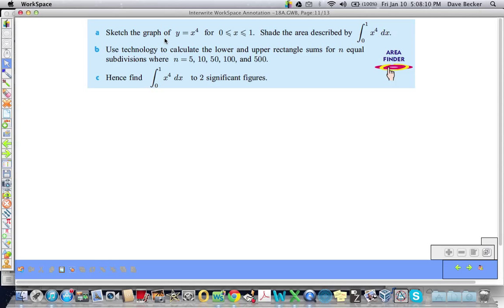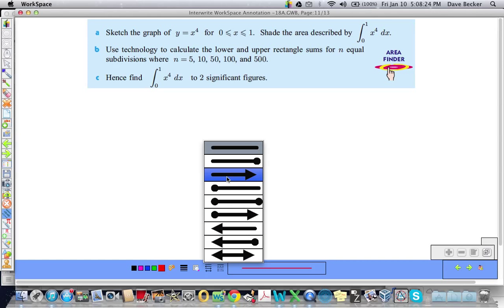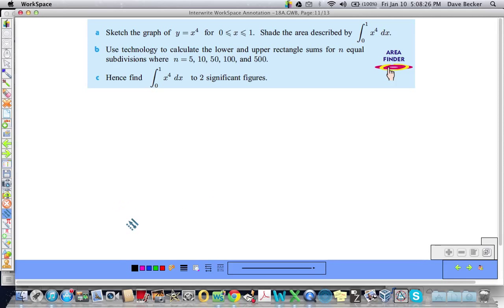Okay, sketch the graph of y equals x to the fourth for 0 less than or equal to x less than or equal to 1, and then shade the area described by this integral. So let's go ahead and do that. Let me get my nice little arrow tool here. And so we'll have my y-axis, my x-axis, and we're just going to do a quick little sketch. So we're only going from 0 to 1, so x and y.